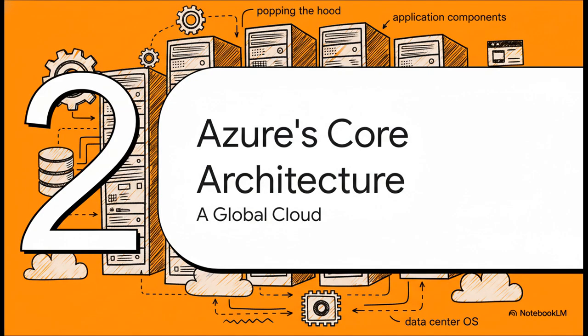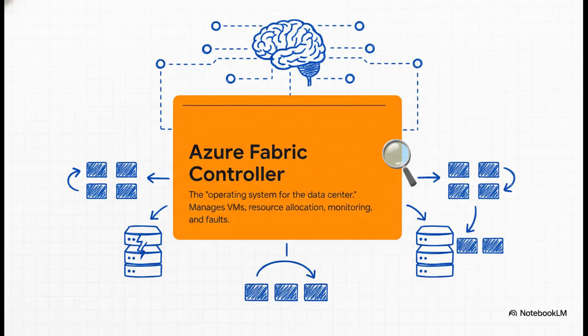So let's get into Section 2 and see what this platform is built on. We're going to pop the hood on Azure's core architecture and see what makes this massive global cloud actually work. At the very core of it all is something called the Azure Fabric Controller, and you gotta love this description. It's literally the operating system for the data center.